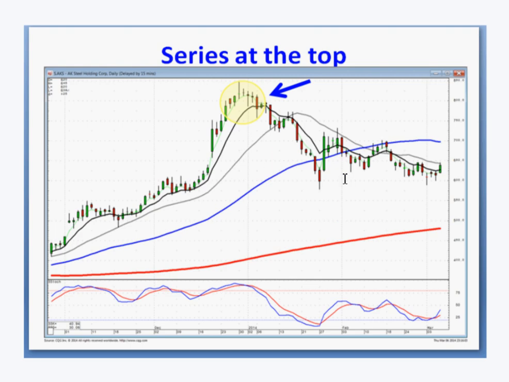And it doesn't matter where that series of dojis occurs. A series of dojis occurring up here in the overbought condition, start getting ready to take profits.